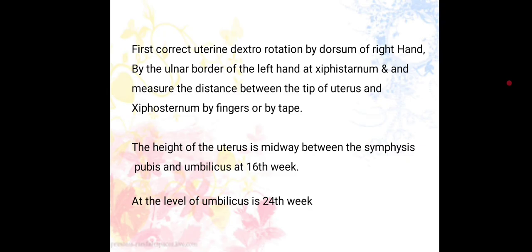To measure fundal level, first correct the uterine dextral rotation. Usually the gravid uterus rotates dextrally to the right side because of the sigmoid colon. So first correct this dextral rotation with the dorsum of the right hand, and use the ulnar border of the left hand to define the fundus of the uterus. After you identify the uterine fundus, measure the distance between the uterine fundus and the sternum by fingers, and as we say, each finger equals 2 weeks.